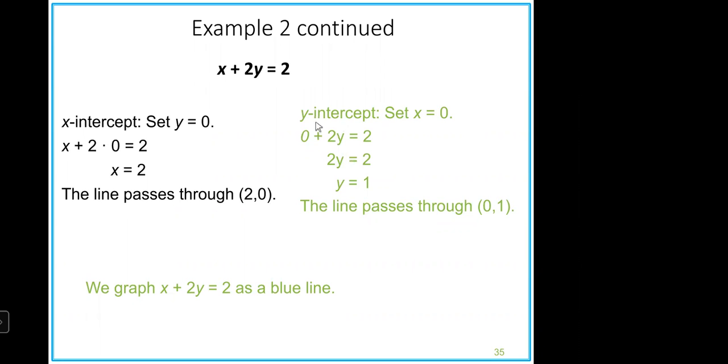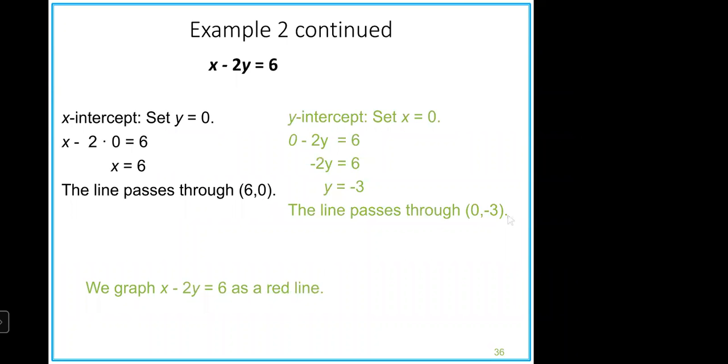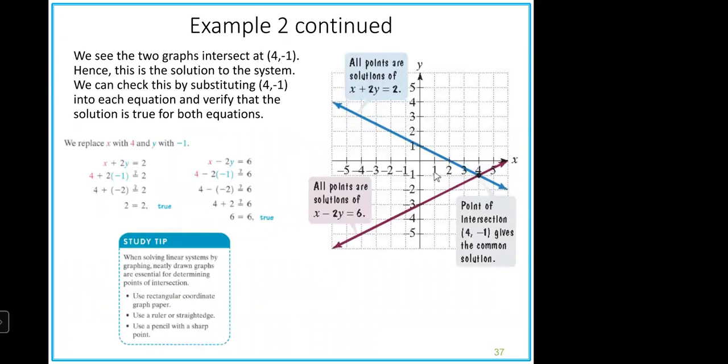And then if you want the y-intercept, you're going to let x equal 0. So that's 0 plus 2y equals 2, so 2y equals 2, and y is equal to 1. It's going to pass through 1 on the y-axis. Okay, so we're going to do the graph of this. In the next slide, you will see the graph drawn, passing through (2, 0) and (0, 1). Okay, so it's (2, 0), the blue line.